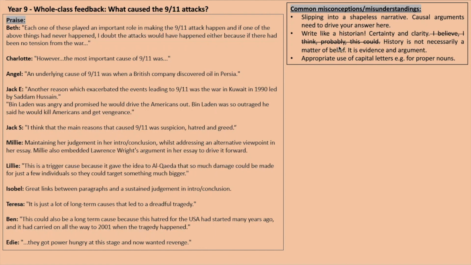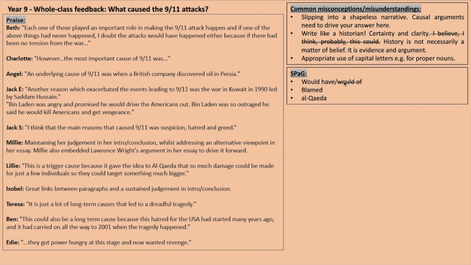Another aspect which often crops up is needing to write like a historian, not using phrases like "didn't" or "wouldn't", so not being casual in your language, making sure you're writing formally, and write with certainty and clarity. By that I mean, I don't want to see phrases like "I believe" or "I think" or "probably" or "this could have". Be certain. History is not necessarily a matter of belief. It is evidence and argument, so be confident with it. And just checking the appropriate use of capital letters for proper nouns, for example. I know there are a lot of new terms, so that may have slipped under the radar a bit, but just checking through your work and making those changes.